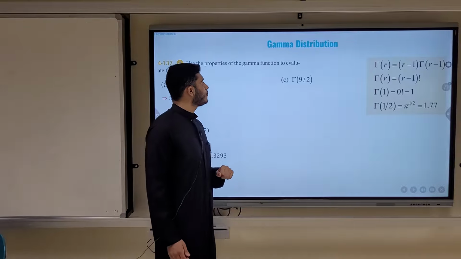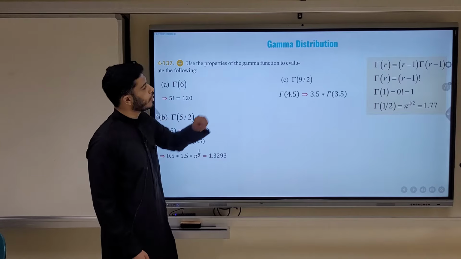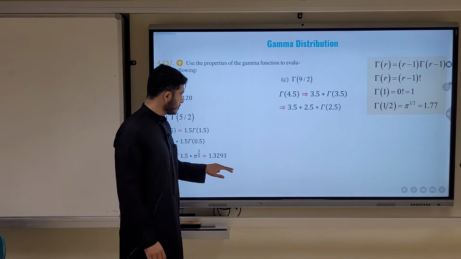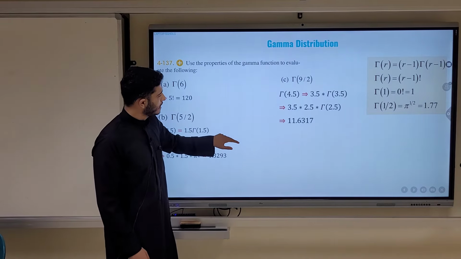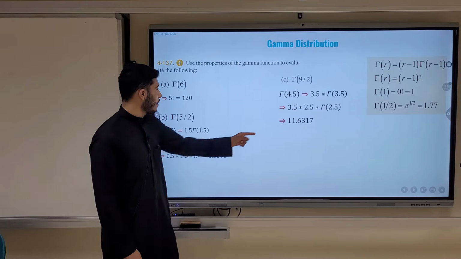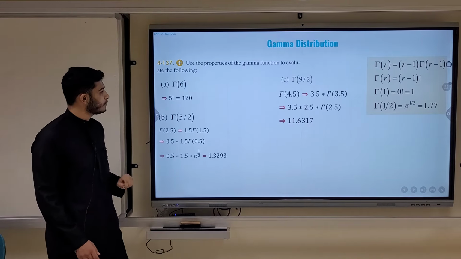Now, gamma of 9 over 2. So convert it into a decimal and use the first property. Use it again and use it again. Okay, use it again. And of course, oh yeah, we have already found gamma of 2.5 here.